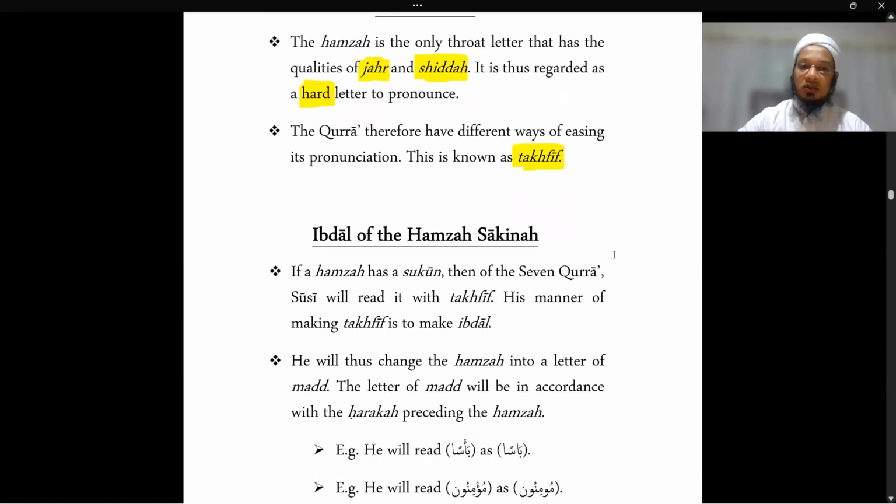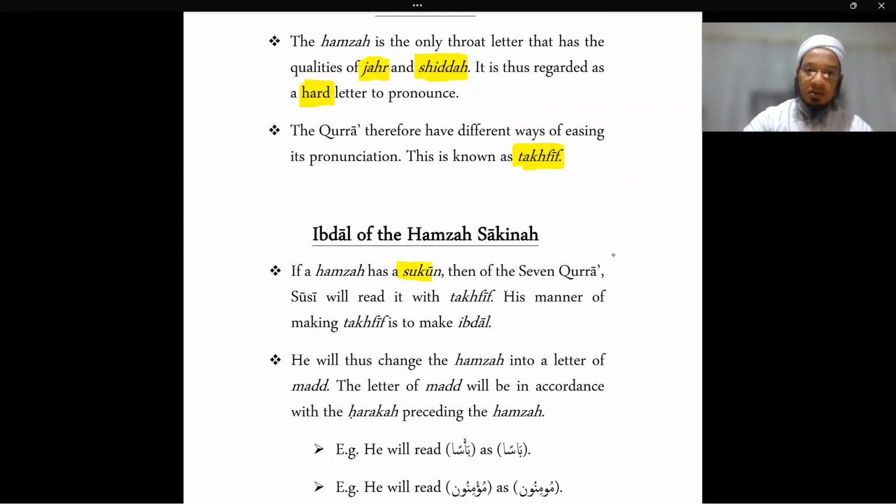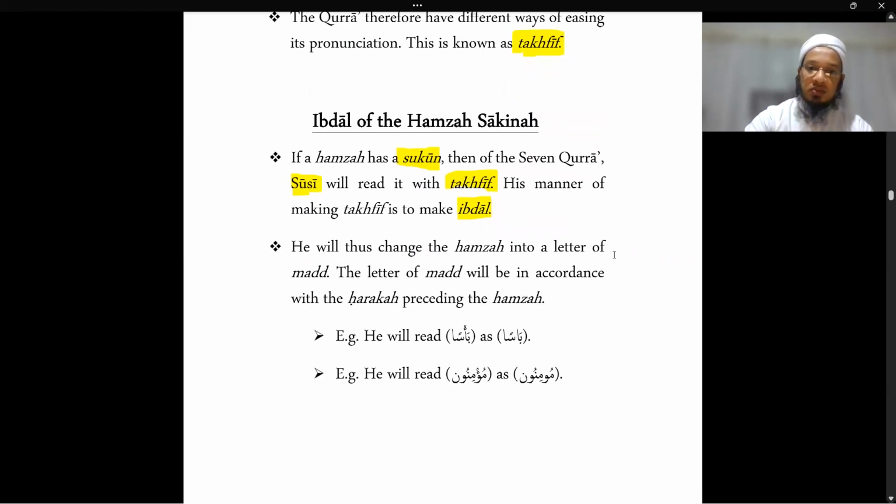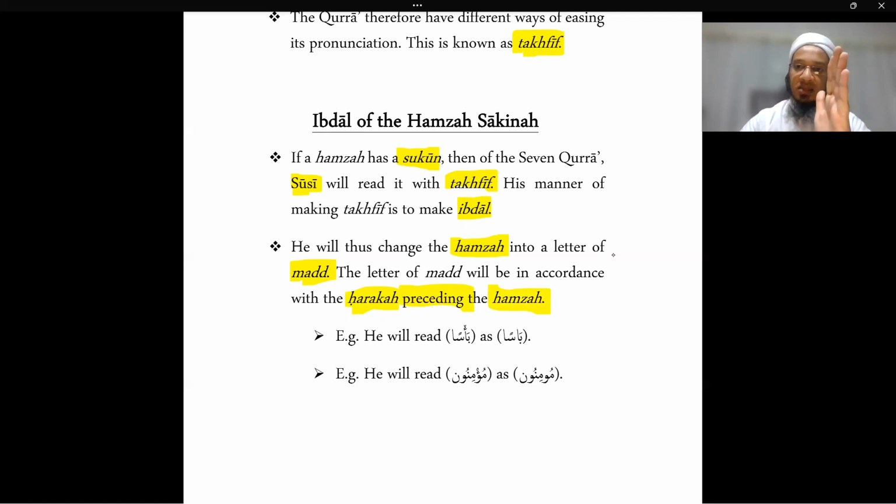One of these ways is to make ibdal. So if the hamza has a sukoon, then all the 7 Qurra, again, it will be Susi, will read it with takhfif, and his manner of doing it is to make ibdal, which means to change. So he will change the hamza into something else. What will he change it into? He will change it into a letter of mad. And this will be in accordance with the haraka preceding the hamza. So you have a hamza that has a sukoon, you look at what comes before it, and then you change that hamza accordingly into a letter of mad.